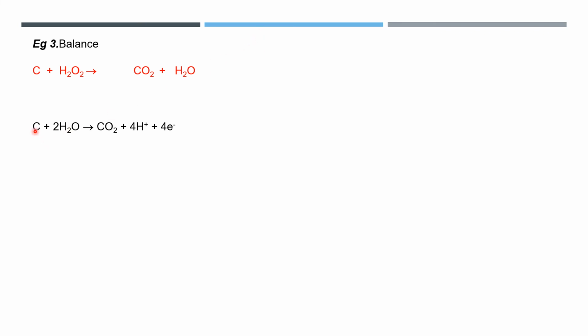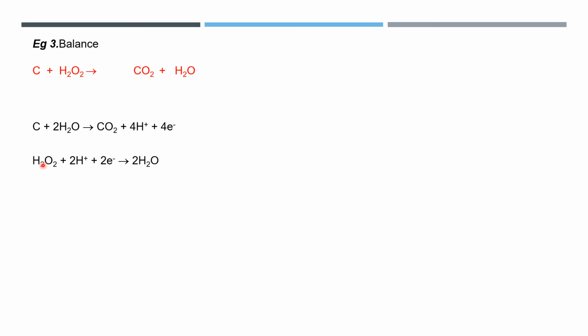1 mole of carbon, 1 mole of carbon. That's balanced. 2 oxygen, so we add 2 moles of water. Now we have 4 hydrogens, that's why we add 4 H plus. And then balance this up by adding 4 moles of electrons. So this is the oxidation equation where carbon is a reducing agent. Second part, hydrogen peroxide changing into water.